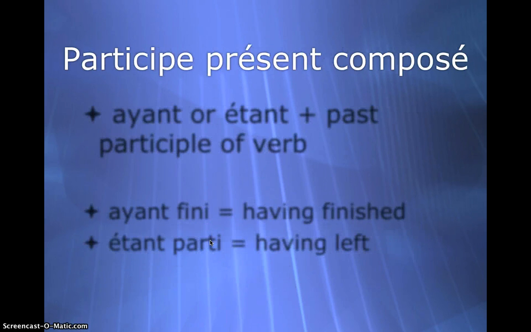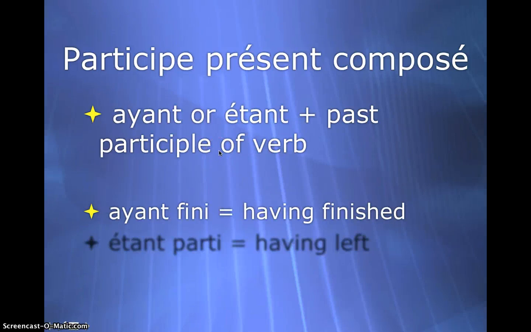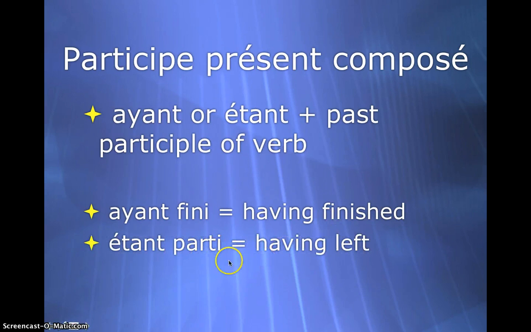You can make a present composé. So, I'll show you what it means. What you do is you'll take ayant or étant, which is avoir and être, and then combine it with the past participle, the verb, and it makes a different tense. So ayant fini, having finished. Having finished all my homework, I went to bed. Something like that. Or étant parti, having left the store.